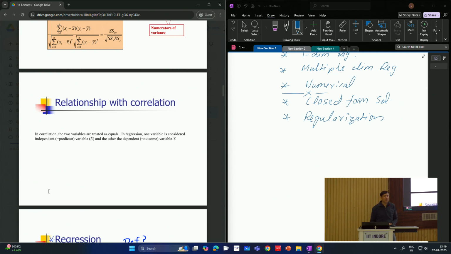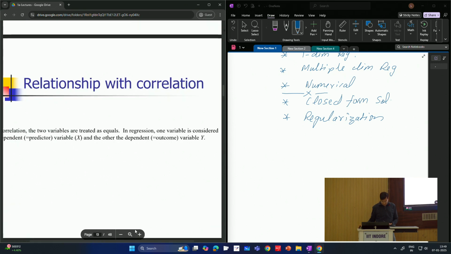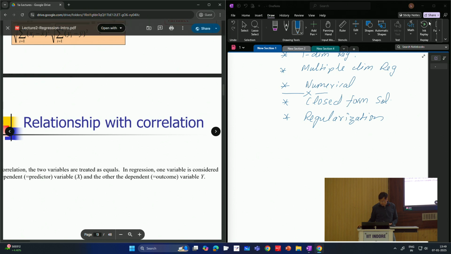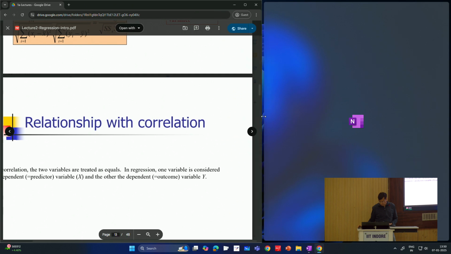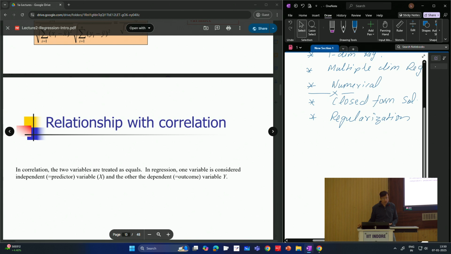Is it readable at the back, the slides? You have to tell me then. No, I have to zoom in. How to scroll? Maybe make this smaller slightly. Okay, it's better now.